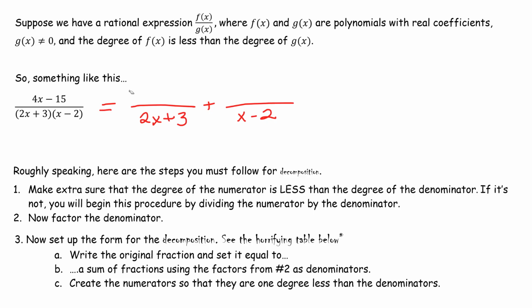Well, what's a degree less than linear? Linear is already first degree, so it would be 0 degree, which just means a constant. So the numerators in these two fractions are going to be constants, and that's what a and b will stand for. Some number, 5 or 12 or -3. They are just plain old ordinary numbers. And that is how we would set this up, and then we'll go to step 4.